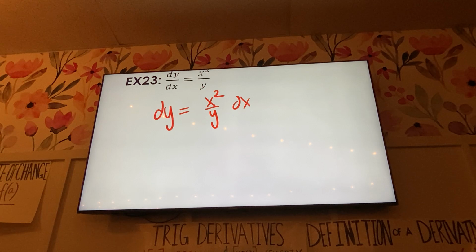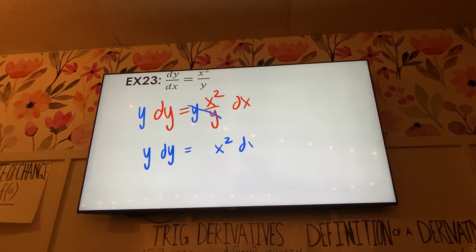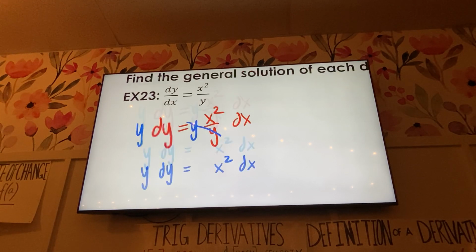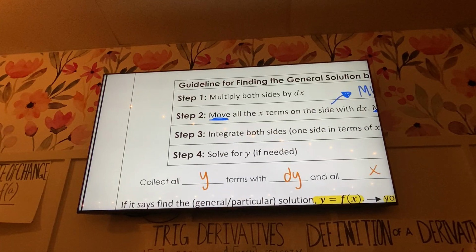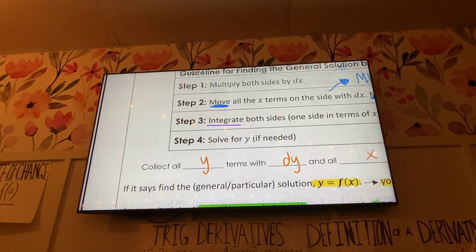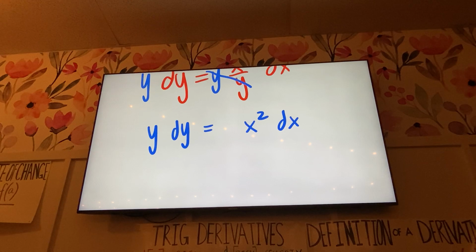All right, so how would I move my y over to the other side? Multiply it. Because then they'll cancel. So you'll get y dy equals x squared dx. Once you have all of your y's on one side, all of your x's on the other, your next step, which we were on step 3 here, is to integrate. So we are going to integrate this side, we're going to integrate this side.